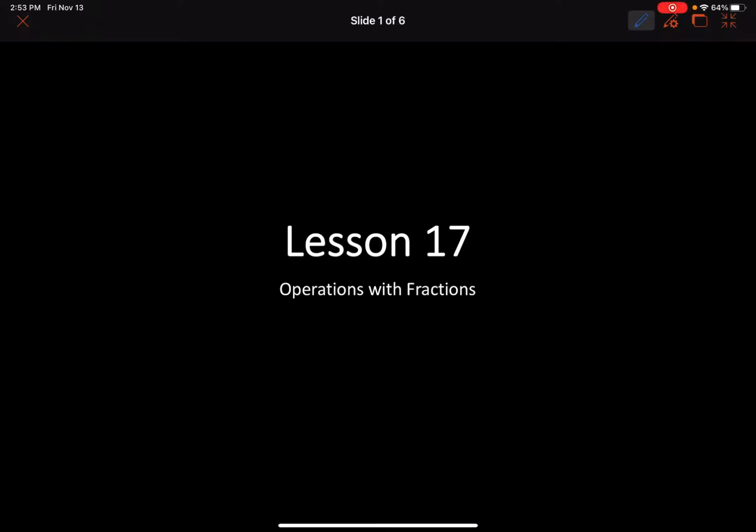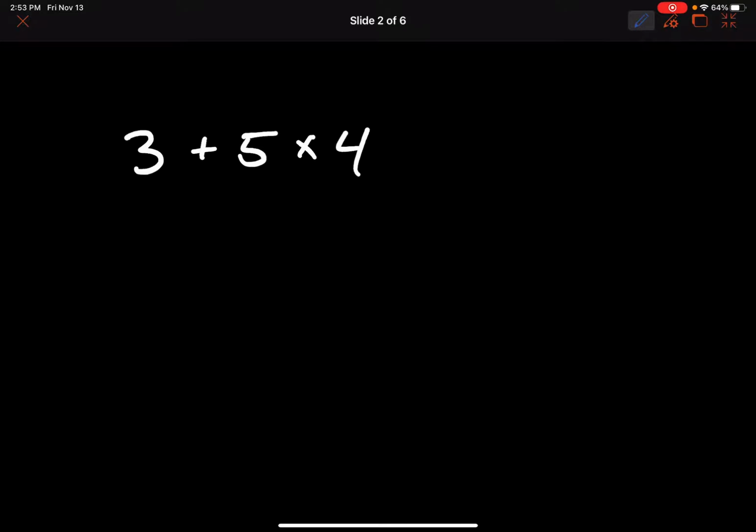Okay, welcome back. Lesson 17, we're looking at operations with fractions. So looking at that order of operations, right? When we're looking at that, what we do first is we do what is in brackets. There's nothing in brackets here. Then we do multiplication or division starting from the left and moving to the right. So this is 1, this is 2, and this is 3. And then we do addition and subtraction, moving again from the left to the right.